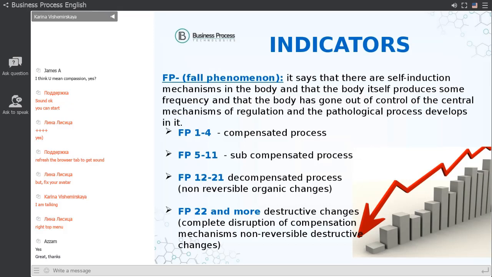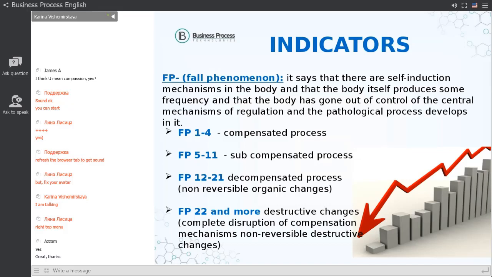What does it mean? It says that there is a self-induction mechanism in the body and that the body itself produces some frequency. Our organs and systems produce the frequency, and the body has gone out of control of the central mechanism of regulation and pathological processes develop in it. We do not need to take this indicator into account when fall phenomenon is 0 or 1. In this case, we do not take it into account at all.